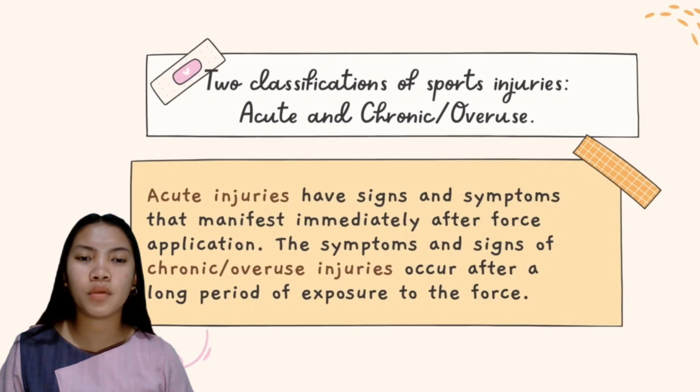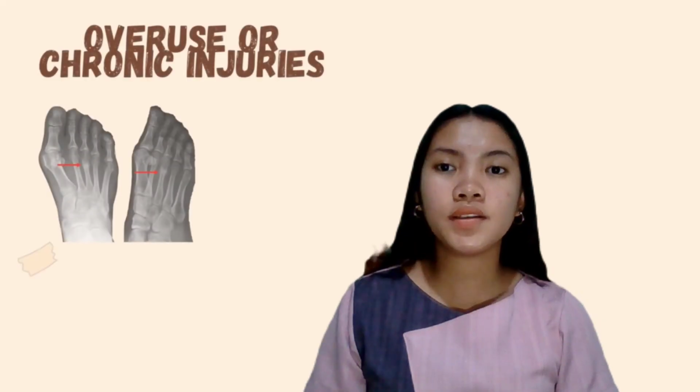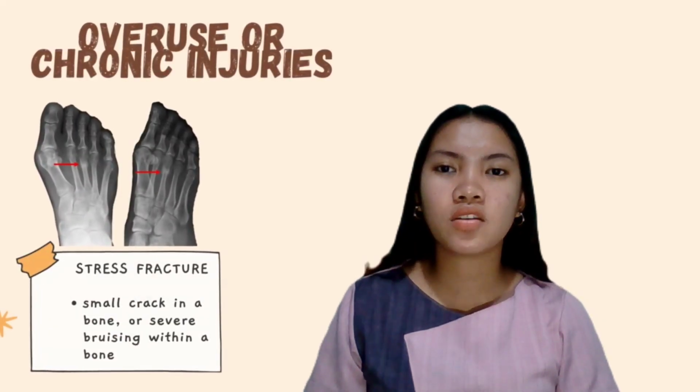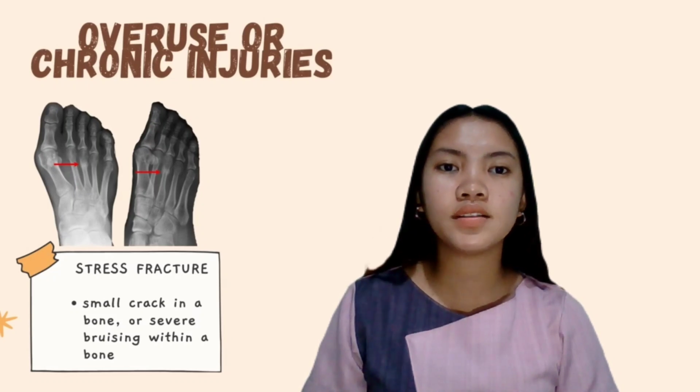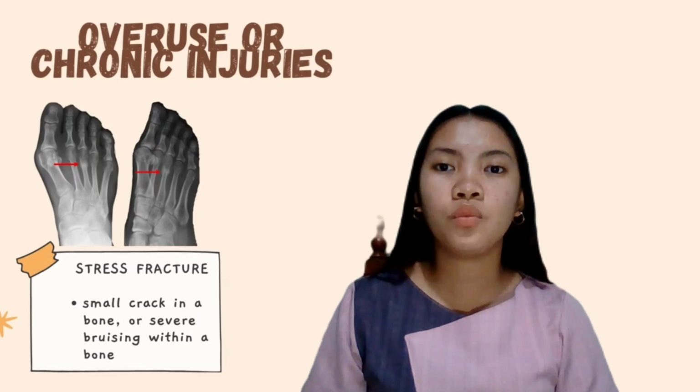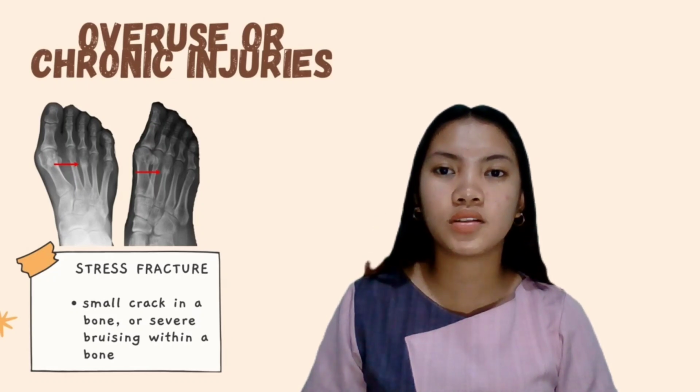And here are some of the examples. First, we have the stress fracture. It is a small crack in a bone or severe bruising within a bone. Most stress fractures are caused by repetitive activity. Stress fractures are very common in sports which involve repetitive movements. For example, long distance runners often suffer from stress fractures in the foot.